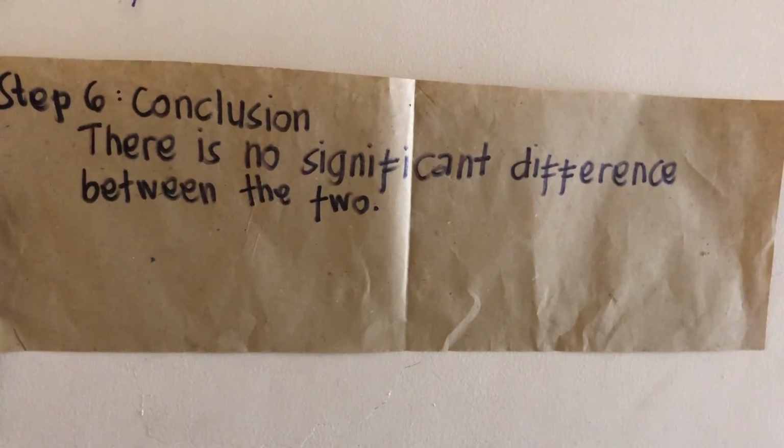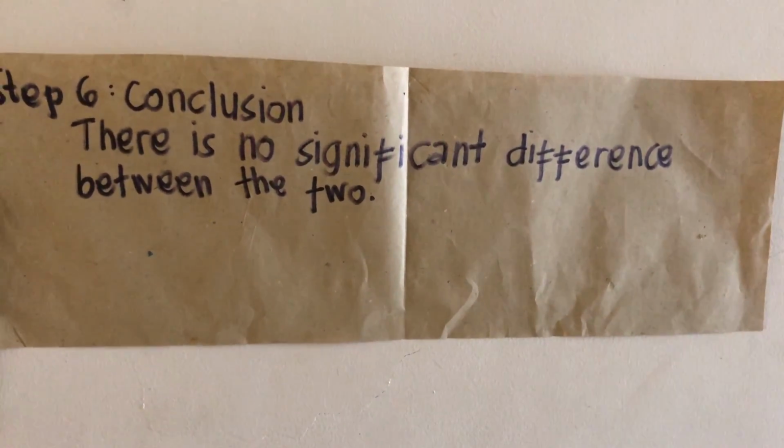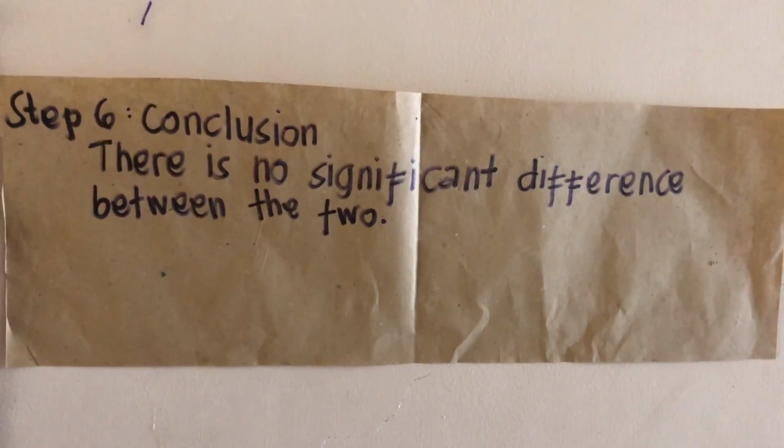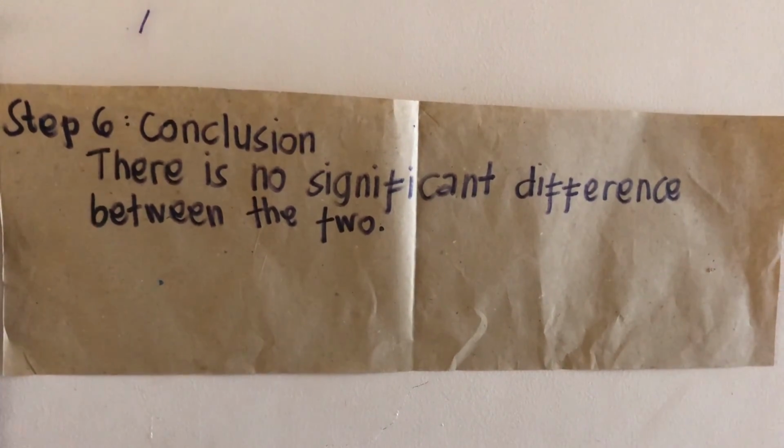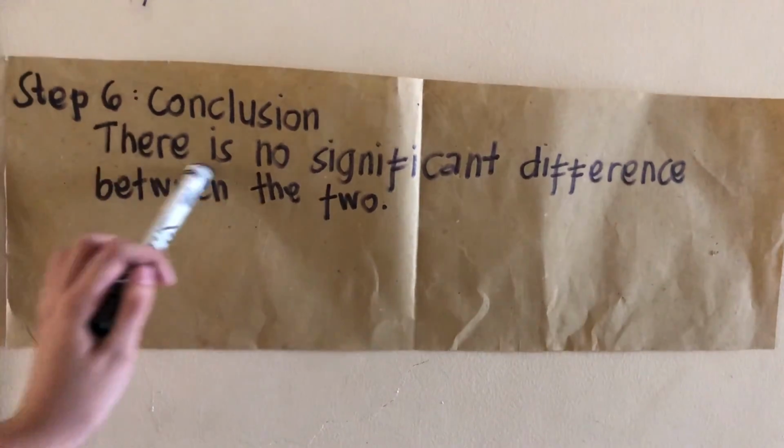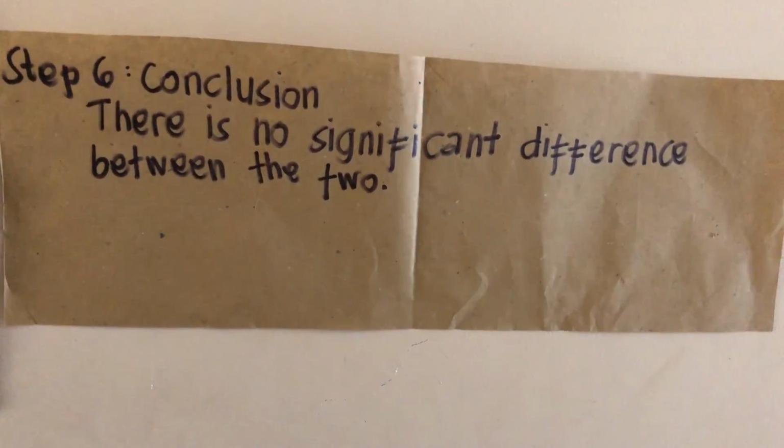Step 6. State the conclusion. If H0 is rejected, use the words there is a significant. If it is accepted, there is no significant. Therefore, there is no significant difference between the two because it is accepted.